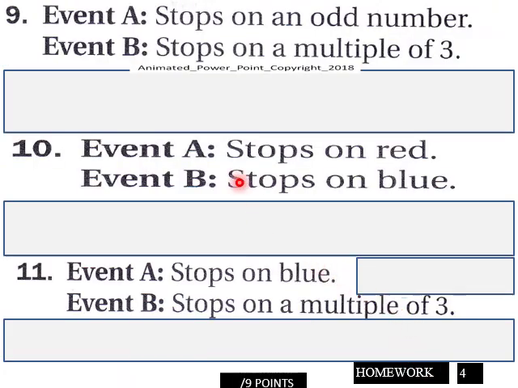And then page 4 stops on an odd, stops on a multiple of 3. A red and a blue, so we have red and blue and green on the spinner. So remember that, stops on blue, stops on a multiple of 3. Like I say, any questions, email me about the blue and the red and so forth. 9 points here for page 4.